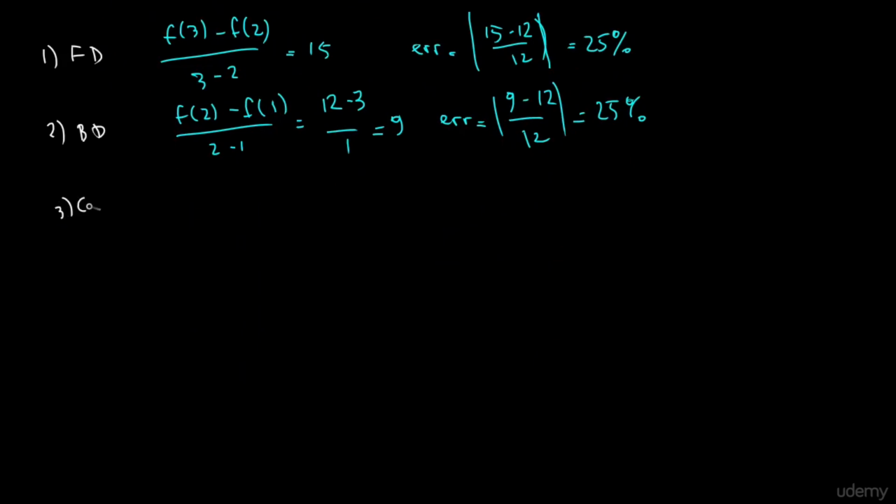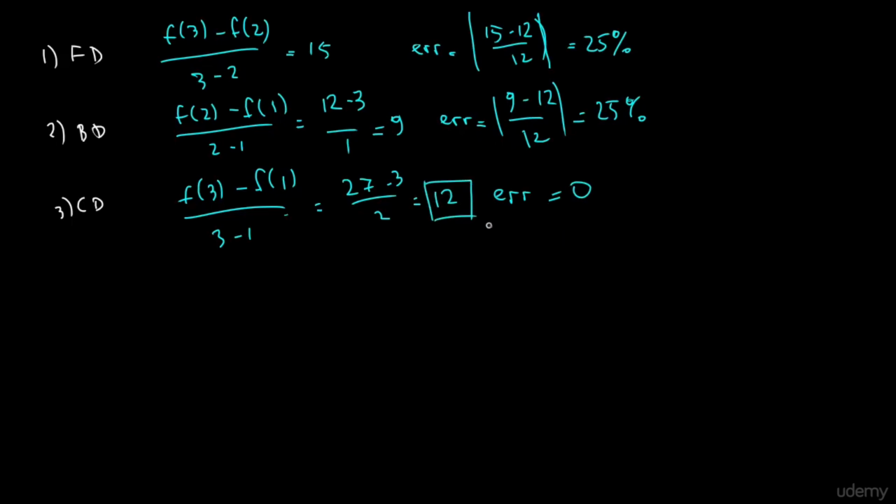So finally, let's do the central difference. The central difference is where we take the 1 and the 3. We take the edge values. So we get f of 3 minus f of 1, divided by 3 minus 1. So that's 27 minus 3 divided by 2. And that's 24 divided by 2, which is 12. And our error is equal to 0 because that happens to be the correct result. So once again, the results show that the central difference actually gives us a more accurate estimate.